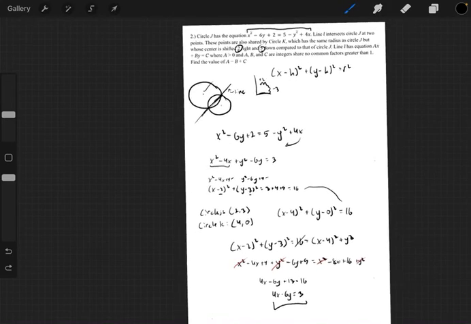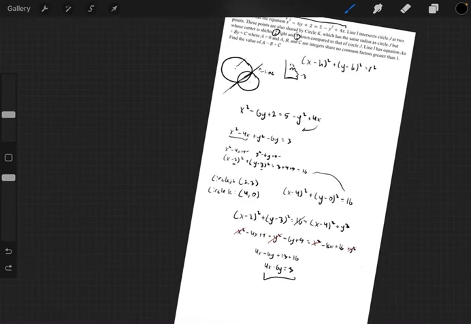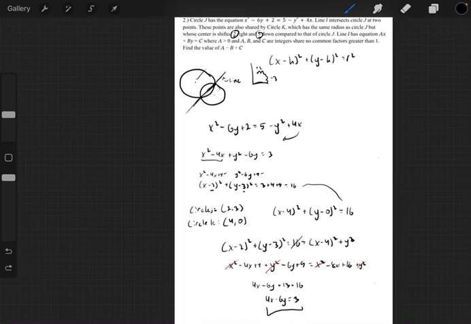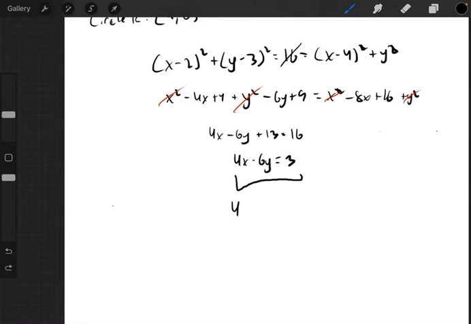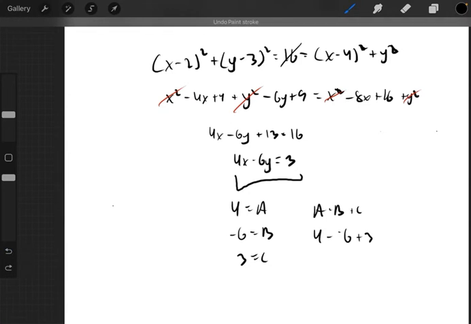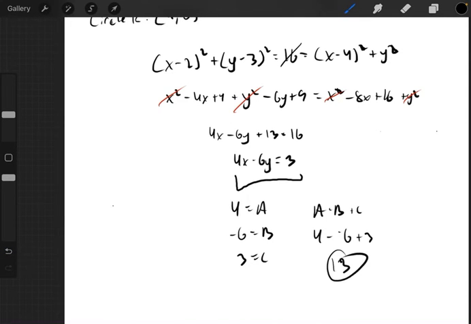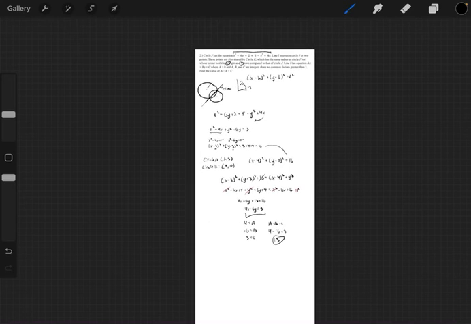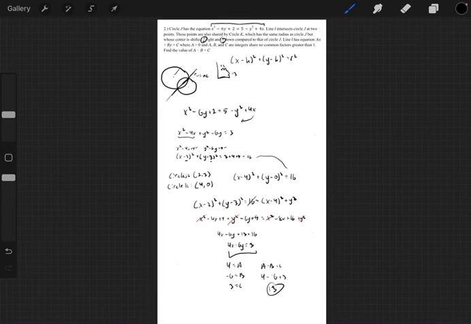Now we got our equation ax plus by equals c, and it wants a minus b plus c. 4 is a, negative 6 is b, and 3 is c. So a minus b plus c is 4 minus negative 6 plus 3. You'll see them do this a lot. 10 plus 3 is 13. I hope that's right. I'm really tired. If there's an issue there, my bad, but that is how you do the problem. It got to a nice answer, so I'm expecting it to be right. And that's how you do that problem.